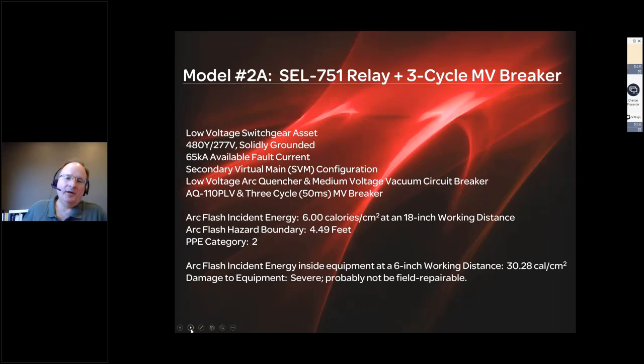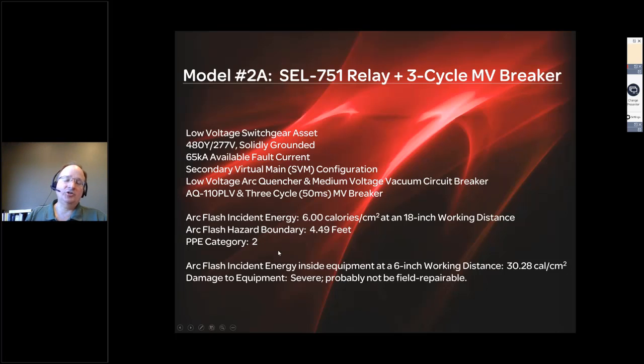The next model we ran is with the SCL relay and a 3-cycle breaker. So instead of an arc flash relay, we have an SCL 751 relay. Now the SCL relay asserts in 5 milliseconds. So that is 2.5 times slower, quote unquote, than the 2 millisecond Arcteq relay. But you can see it just doesn't make a lot of difference, okay? Which arc flash relay you use when you're combining it with a slow, quote unquote, 3-cycle, 50 millisecond breaker.